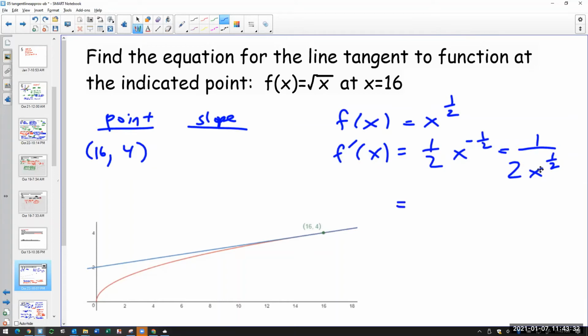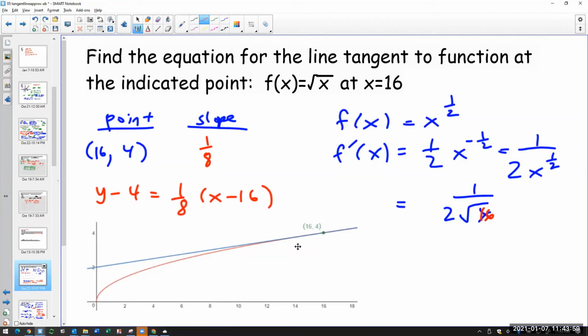And guys, what is x raised to 1/2? What is that really? Square root of x. Okay, now you can plug in. All right, what am I going to plug in for my x? Because I need a number. What is my x value here? 16. So do you see that this is 1/8? Is everybody good with that? Because this is really the square root of 16. All right, guys, let's do it. y minus y1 is equal to the slope times x minus x1. All right, that is the equation of the tangent line.